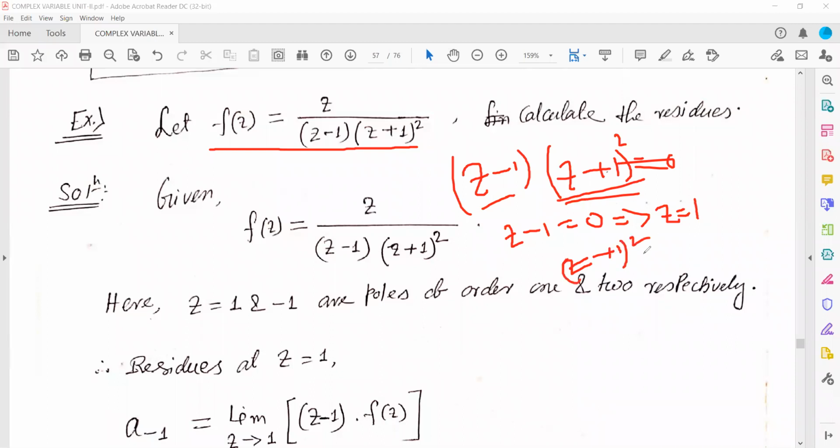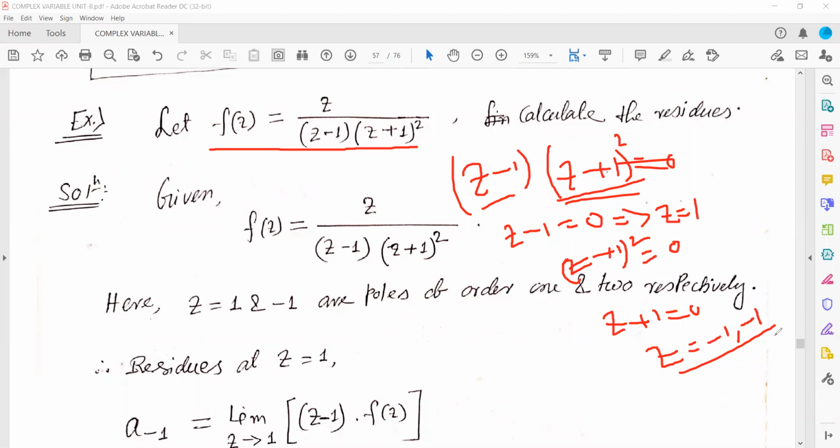That means z + 1 = 0, and that implies z = -1. But it is (z + 1) whole square, no? So it will come twice. That means z = -1 is also a pole, and the order of this pole will be 2, because -1 is coming twice. So the order of the pole is 2.